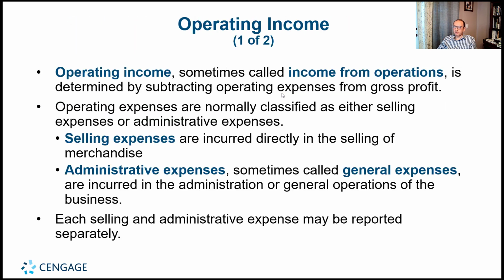Then we have the operating income. Operating income, sometimes called income from operations, is determined by subtracting operating expenses from gross profit. Operating expenses are normally classified as either selling expenses or administrative expenses. So we have these two categories. We have the selling expenses, which are incurred directly in the selling of the merchandise. Administrative expenses, sometimes called general expenses, are incurred in the administration or general operations of the business. Each selling and administrative expense may be reported separately.